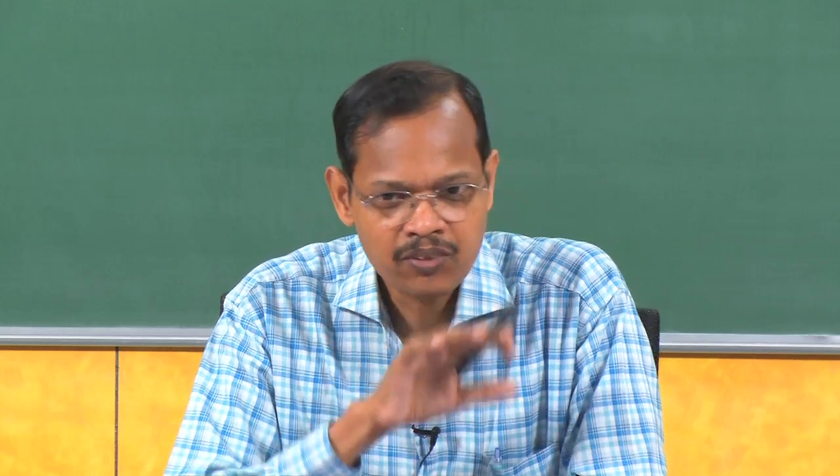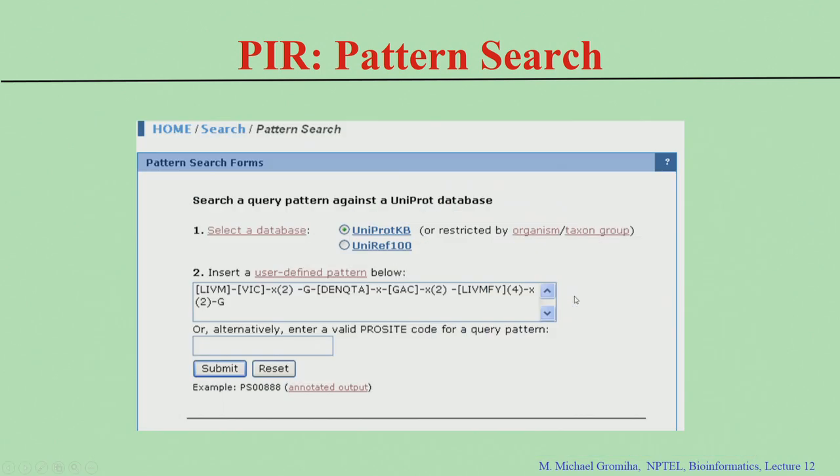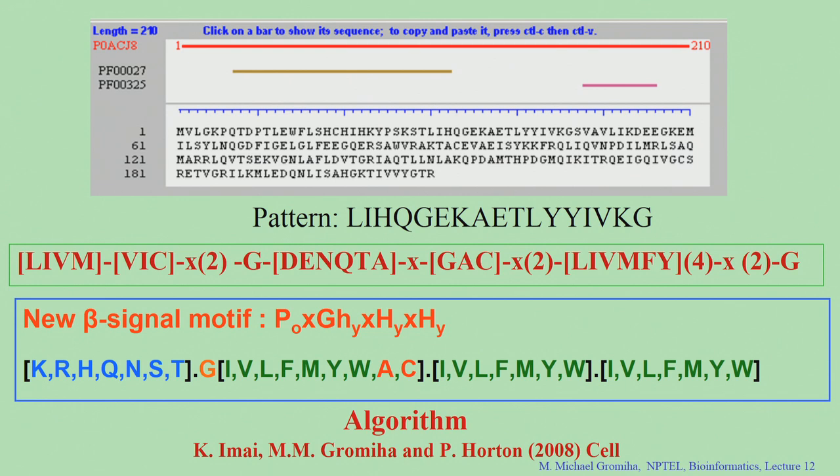Actually, they first developed it for protein sequences, and then they developed some tools for analyzing sequences. If you go to search analysis, there is a tool called pattern match. If you go with this pattern match, you can give the pattern. I give the same pattern here, LIVM same, and if you submit, you will get the sequences which contain the particular pattern. If you click on any of these sequences, you will get the full sequence, and you can see the pattern in this sequence.